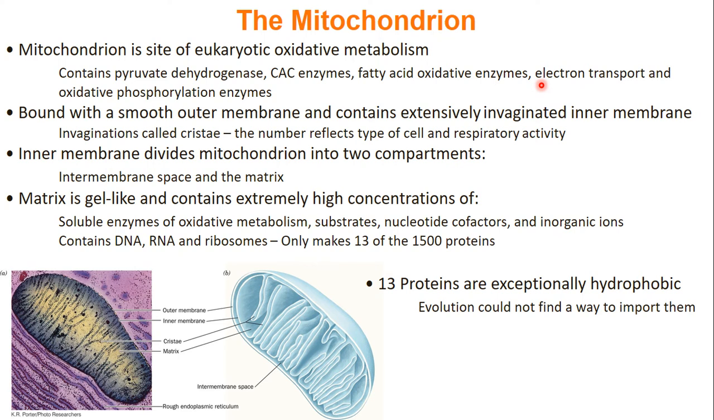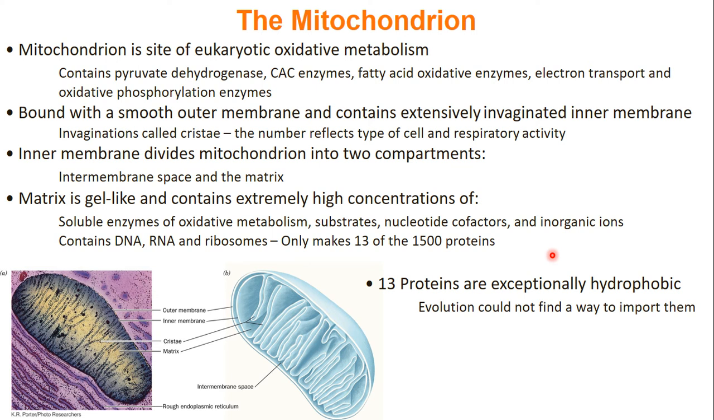So before we look at oxidative phosphorylation, let's look at where it's happening, the mitochondria. This contains your pyruvate dehydrogenase, citric acid cycle enzymes, fatty acid oxidation, electron transport, and oxidative phosphorylation enzymes. You have a smooth outer membrane and an invaginated inner membrane, with the invaginations called cristae. The number of cristae depends on what type of cell you're in. And this inner membrane divides our mitochondria into two different compartments, the intermembrane space and the matrix.